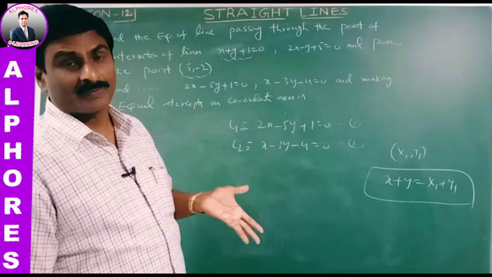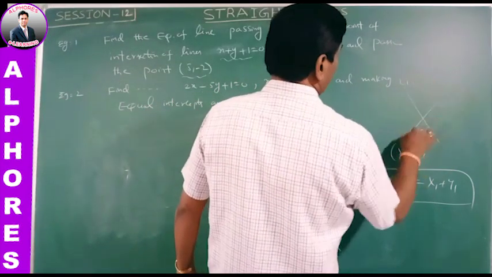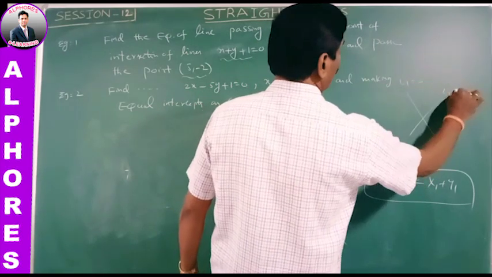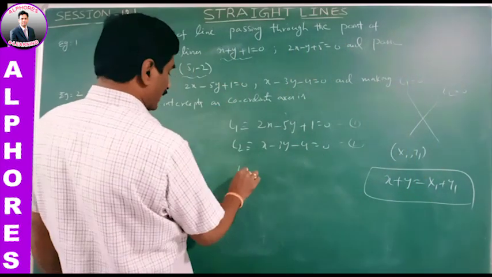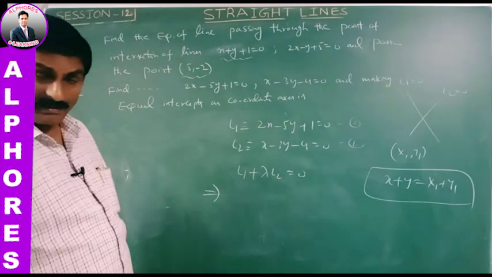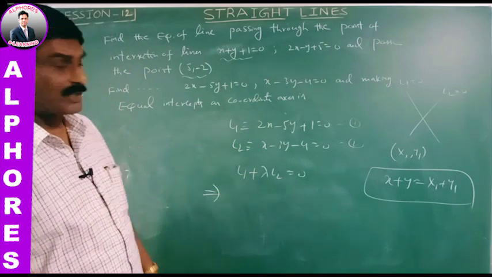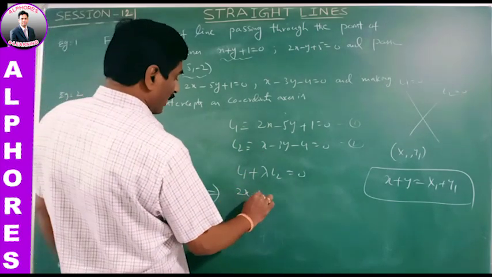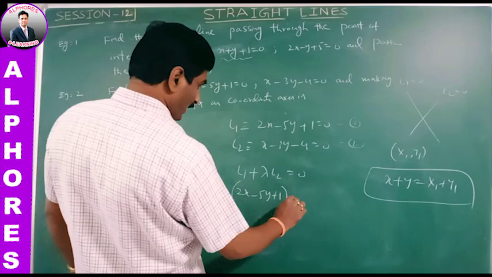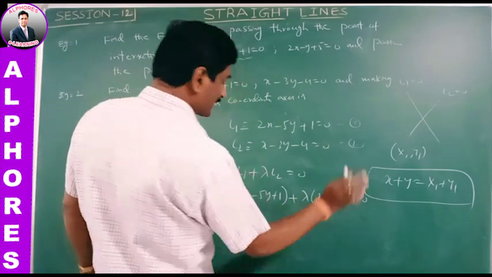Second method. The equation of any line passing through the point of intersection of the lines L1 equals 0, L2 equals 0 is in the form L1 plus lambda L2 equals 0. That means 2x minus 5y plus 1 plus lambda into (x minus 3y minus 4) is equal to 0. It is the equation of the required line.